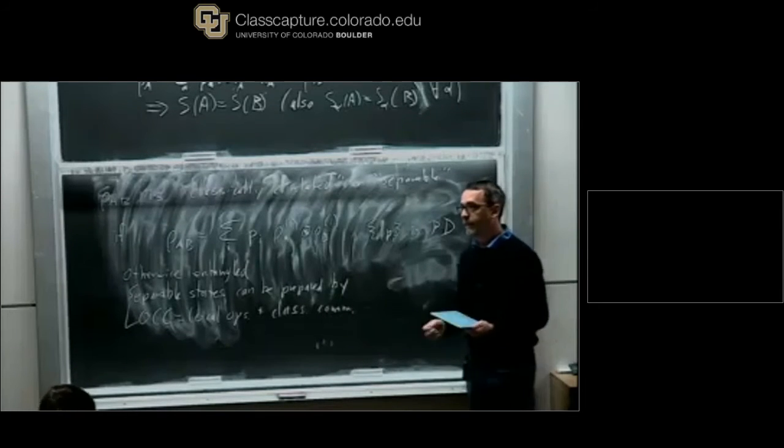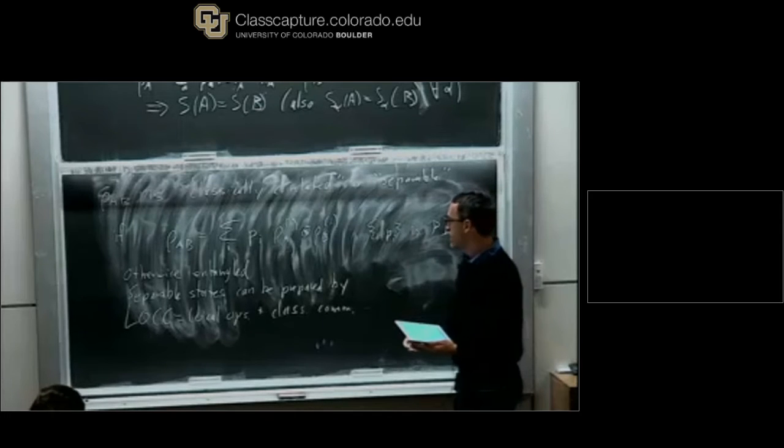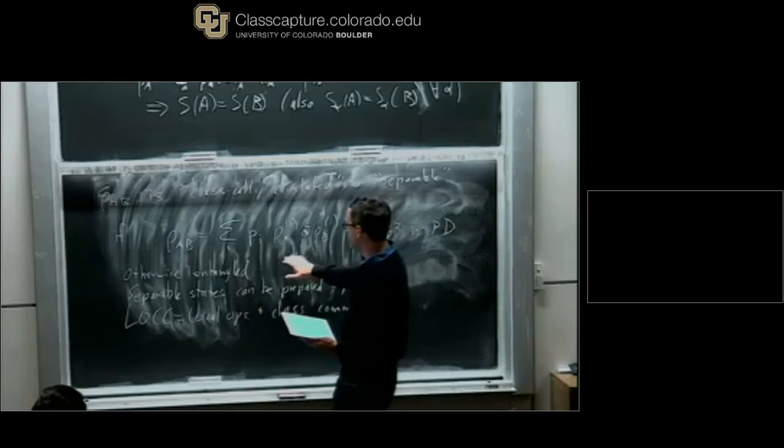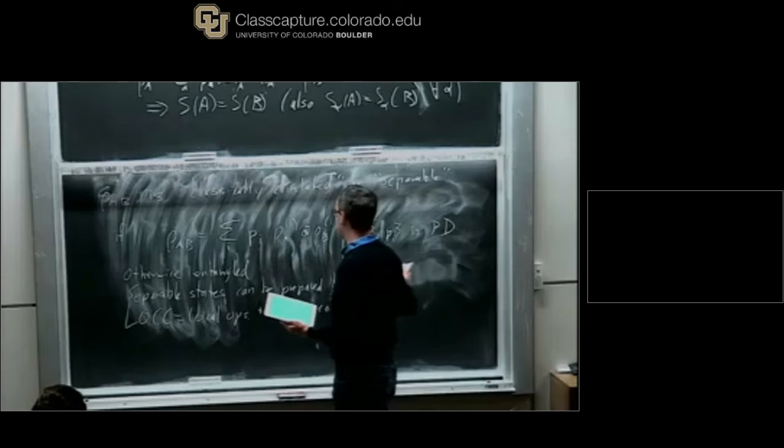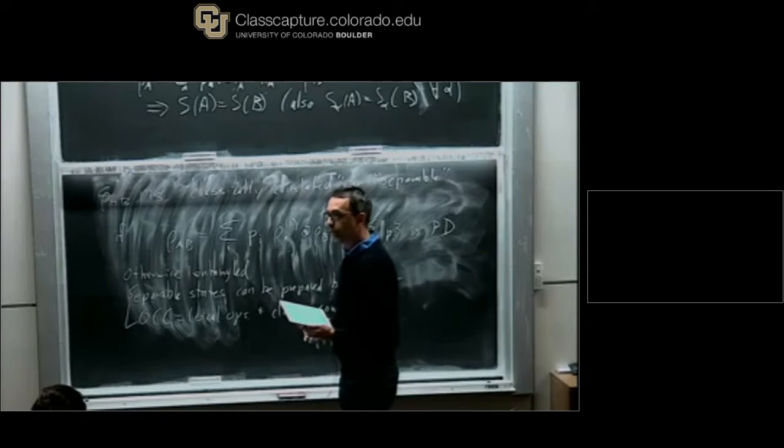Yeah? So what is convex? Convex means a linear combination. All of the coefficients are positive and they add up to 1. That's a convex combination.